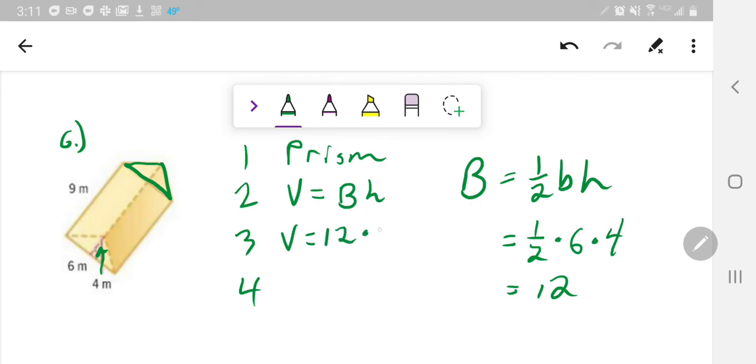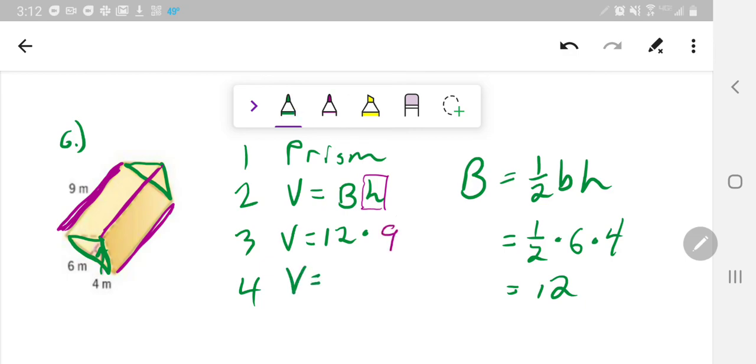Now we can substitute into the formula. Big B is 12, and then the height. What height are they talking about? They're talking about when you know where the bases are. The height, this height here, is going to be the length of the line that connects the 2 bases. All right, so that's going to be 9. And now we can calculate that, and that comes to 108, and that's meters cubed.